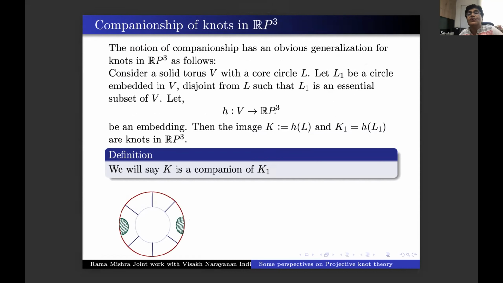L lies in the core. Let L1 be another knot embedded in V, which is disjoint from L, such that L1 is an essential subset of V in the same way. Also, we say that this V is embedded in RP3. Then we would say L is companion to L1. So K is companion to K1, and the images, okay.